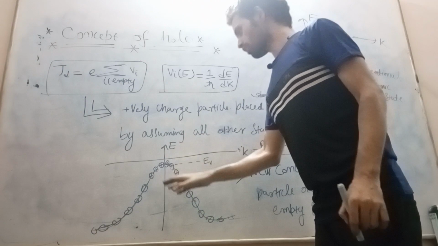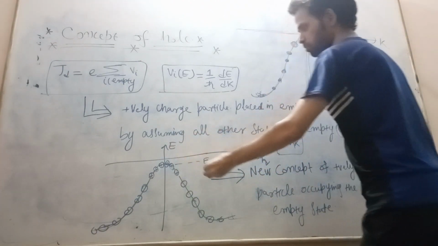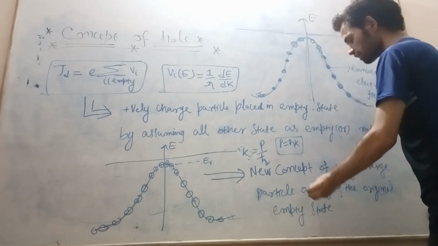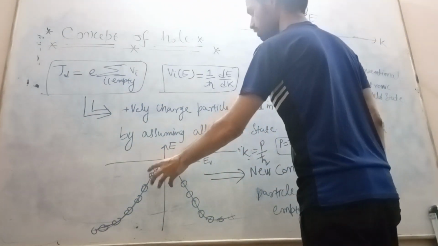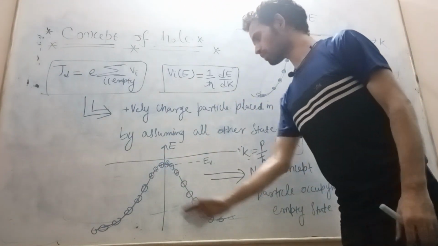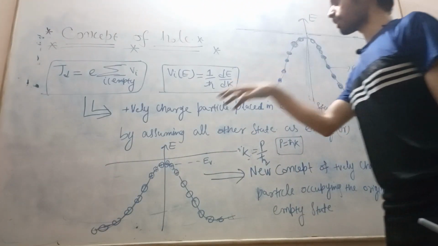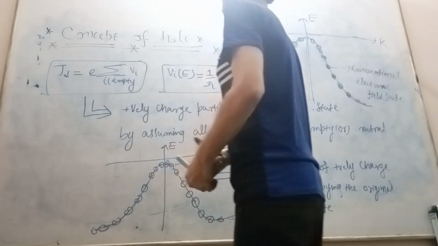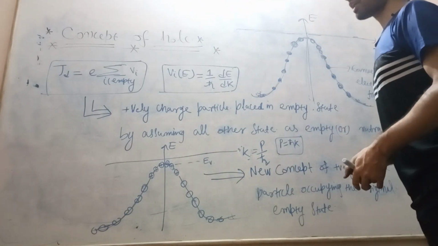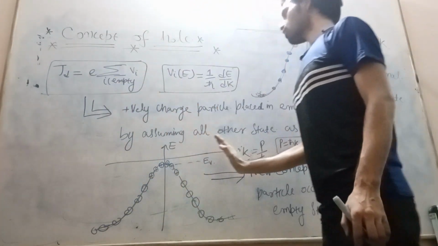In the case of a positively charged empty state, it occupies the original empty state, and the other empty states are assumed to be empty or electrically neutral. So this is the new concept of positively charged empty state, which we have seen through the energy versus k diagram. So this is all about this.